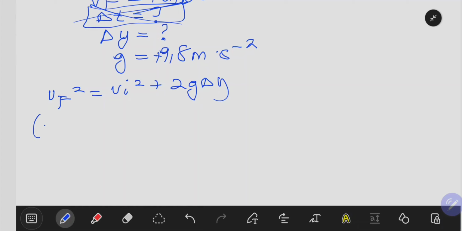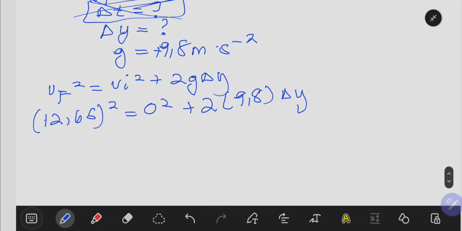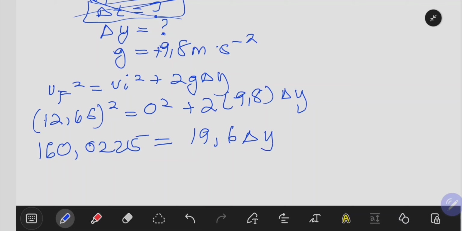So we're going to have 12.65 squared, which is equal to 0 squared, because our initial was 0, plus 2 times 9.8 meters per second squared multiplied by change in y. Then when you get your calculator, you get that this gives you 160.0225, which is equal to 19.6 multiplied by our change in y.